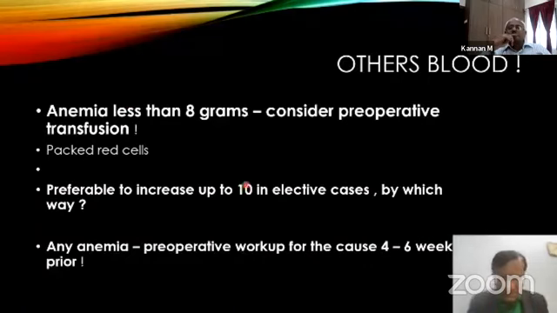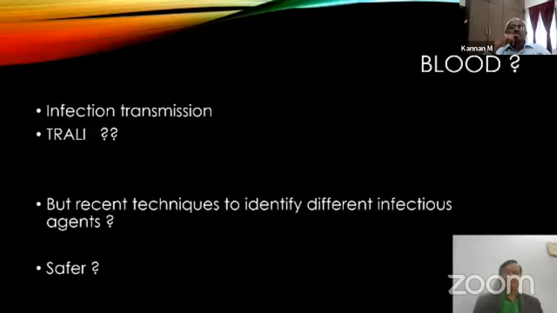So we have got a better RBC level after the bleeding. Anemia less than 8 grams, yes, consider preoperative transfusion. Preferable to increase up to 10 in elective cases. By which way? Preoperative workup for the cause, 4 to 6 weeks prior, ideally. Now, yes, we give blood. Okay. Now, what are the problems? There is infection transmission, transfusion-related acute lung injury. But now, recent techniques and evolution have brought us possibly towards safer blood.